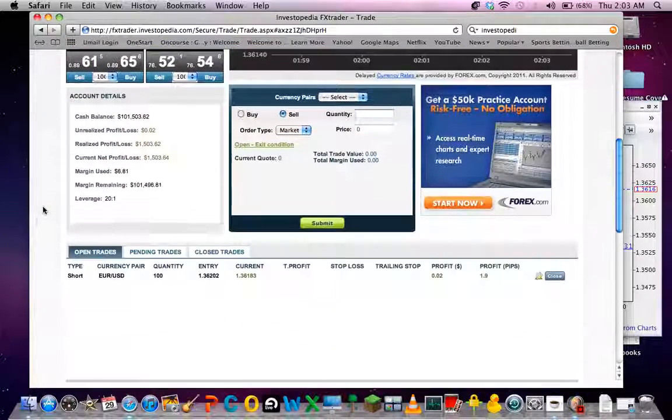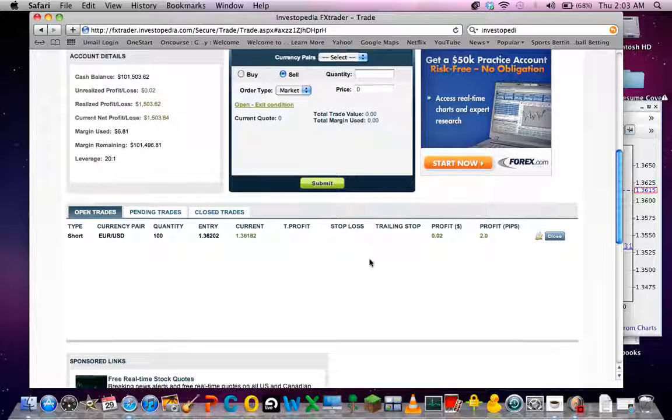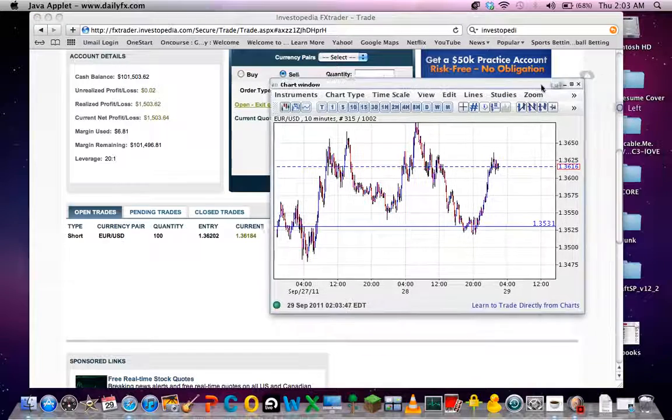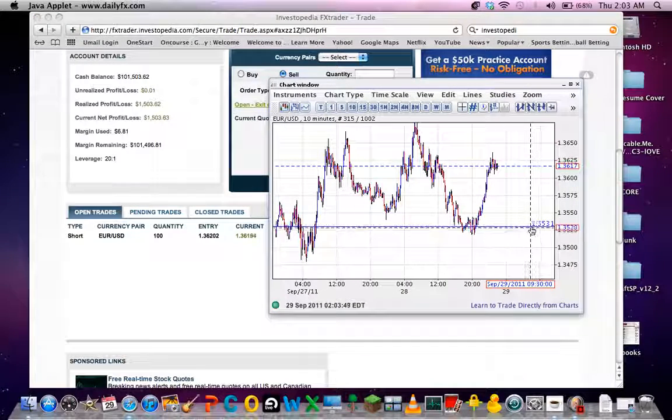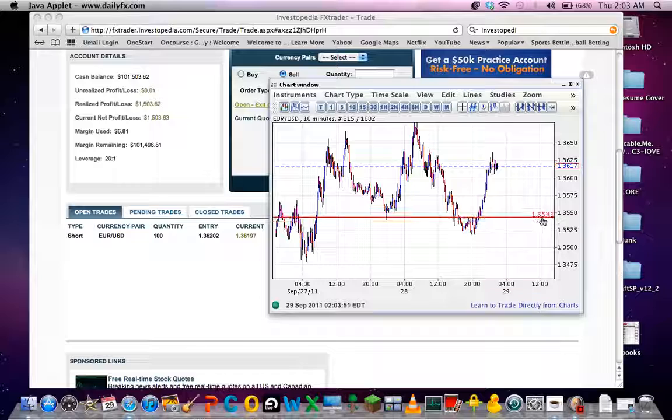So let's go down here and look at the trade we just made. We're betting again that the euro is going to depreciate against the dollar, and when it gets down to a point where we like it, let's say at this horizontal line I put in, which would be a good spot at 1.3543, we'd be hoping to buy back that currency, and the difference in the exchange rates is where we made our profit.